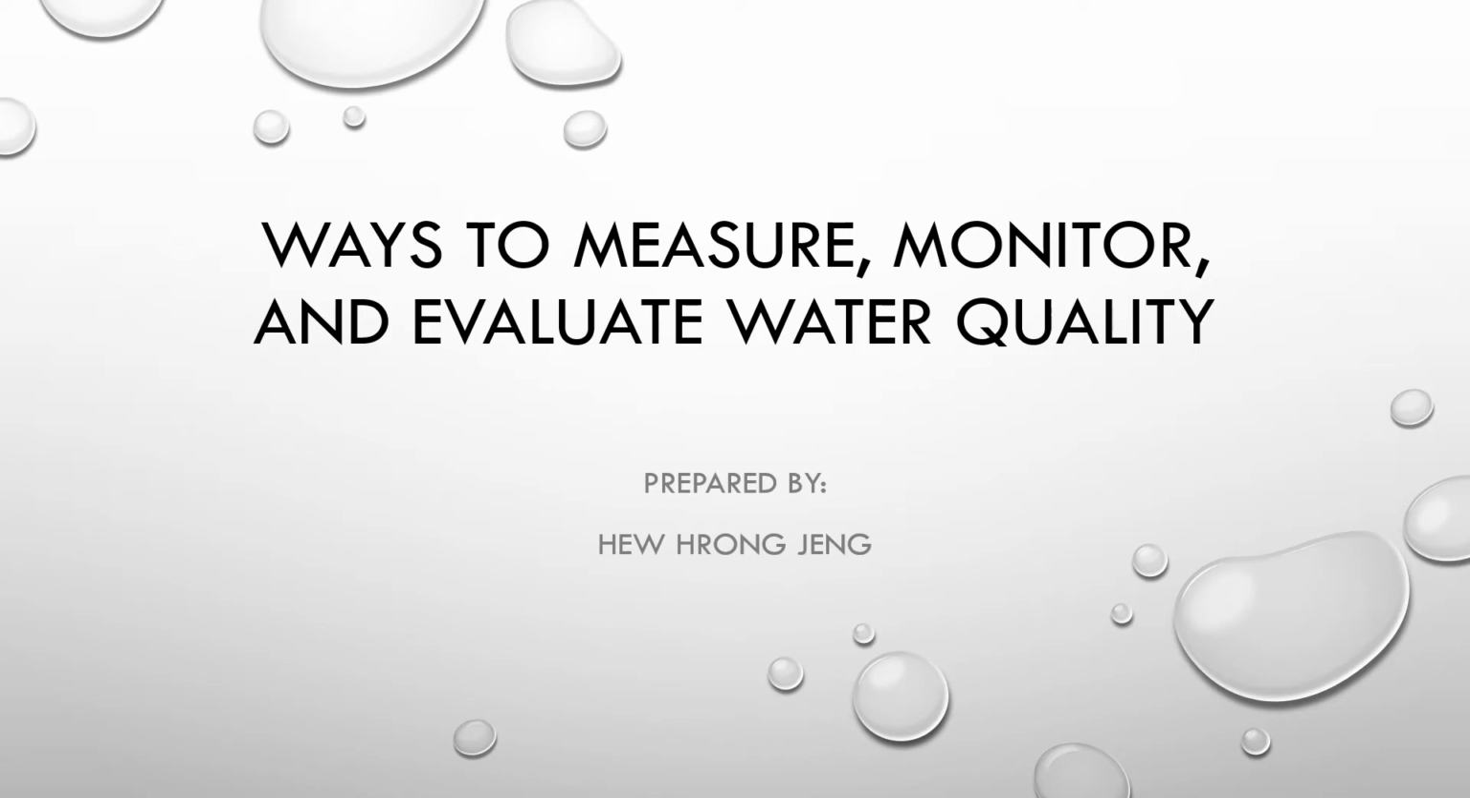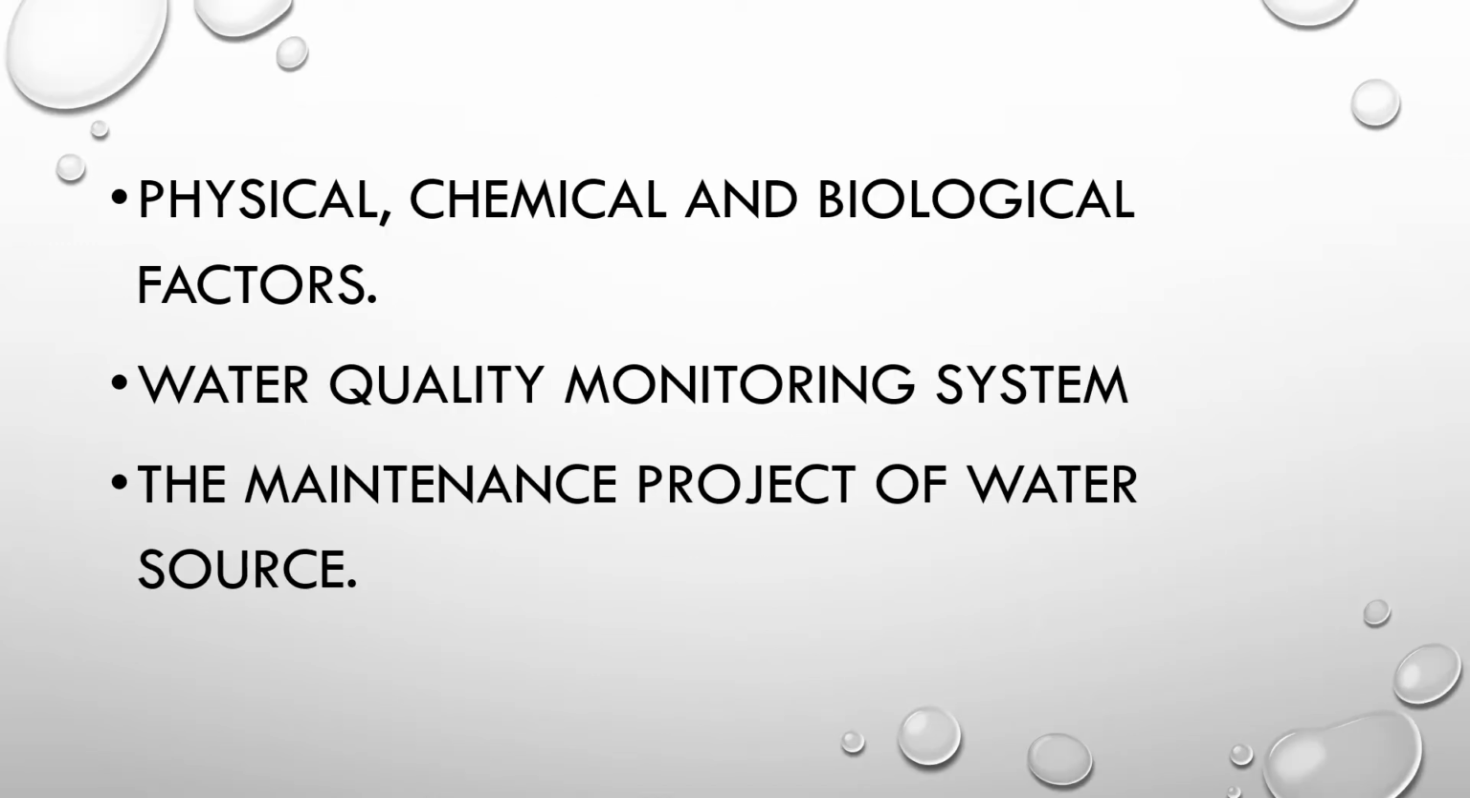Today, I'm going to present about ways to measure, monitor, and evaluate the water quality. The water quality will be influenced by different physical, chemical, and biological factors. Environmentalists use some water quality monitoring systems to identify water pollutants from natural and human causes. The result of the monitoring system can be used to plan the maintenance project of water sources.